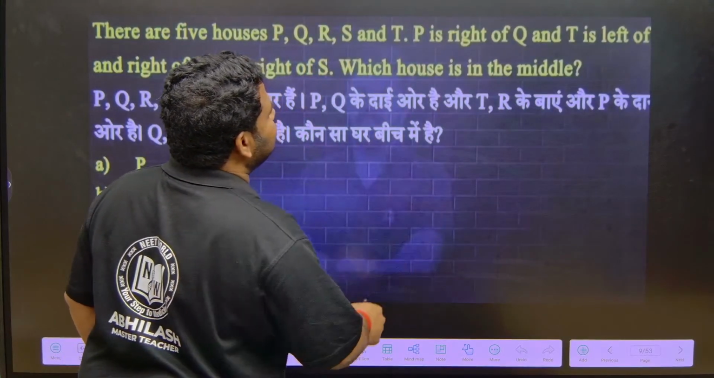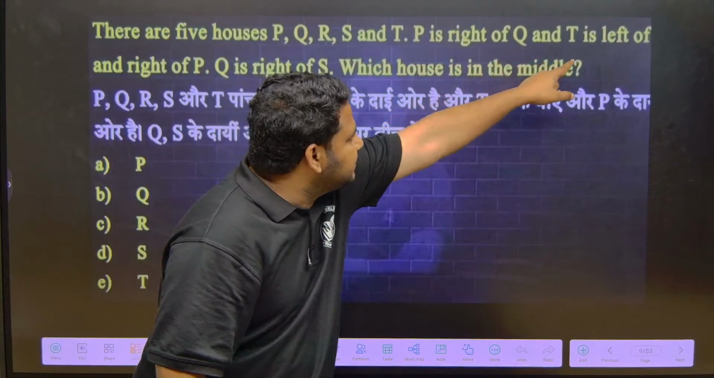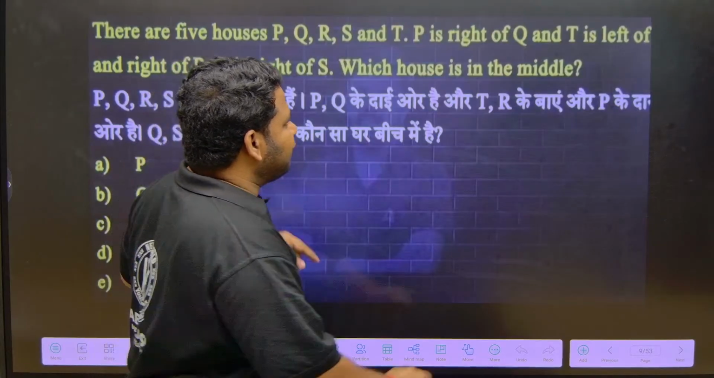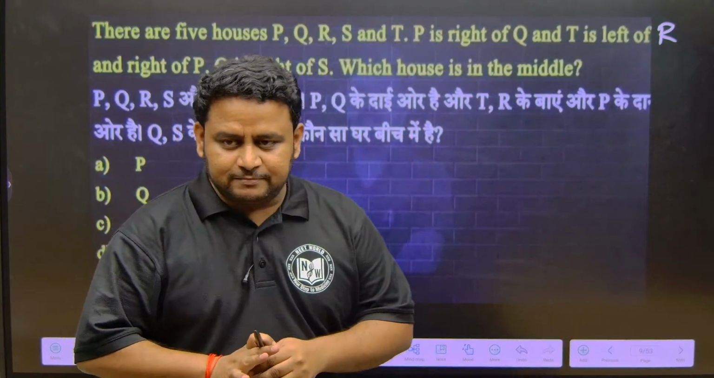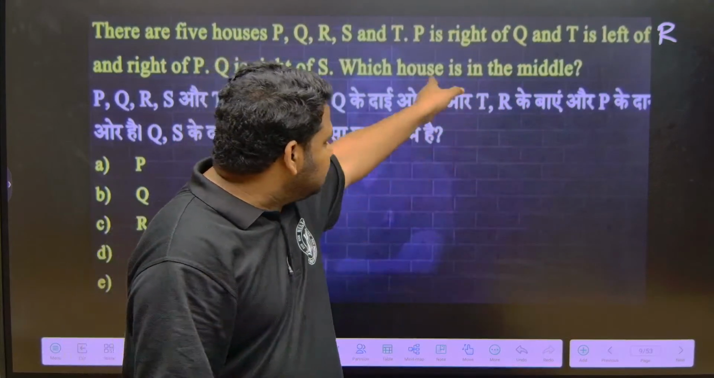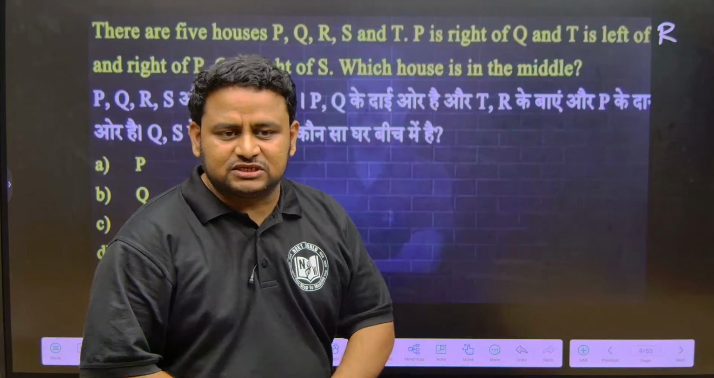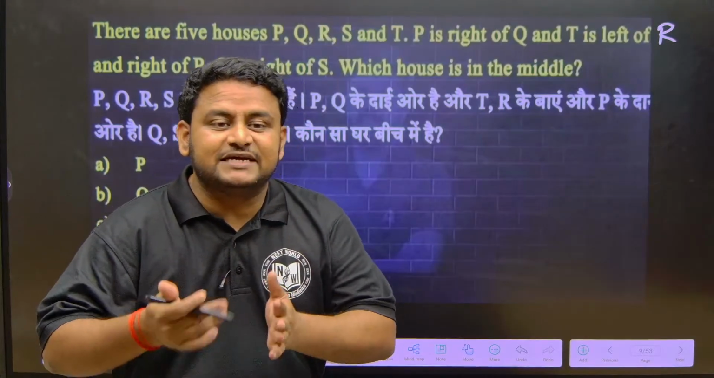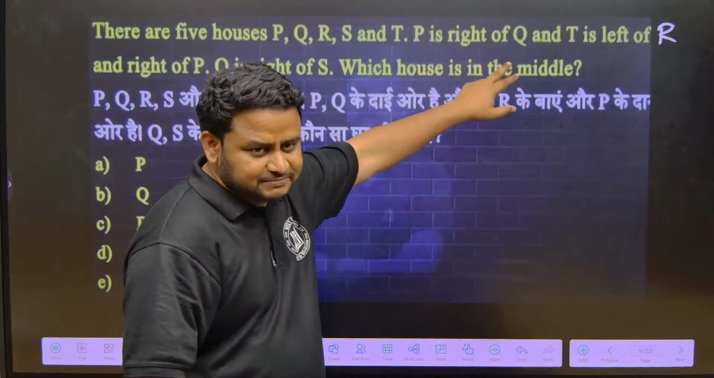P is right of Q, and T is left of R. First thing you must understand, if they are telling P is right of Q, here they are telling directly. In some questions, if they are telling right of Q, it may be any right. Sometimes they will say immediate right. Immediate right means next to it. But here in this question, you should take it as immediate right only.